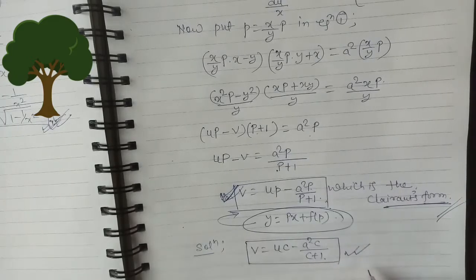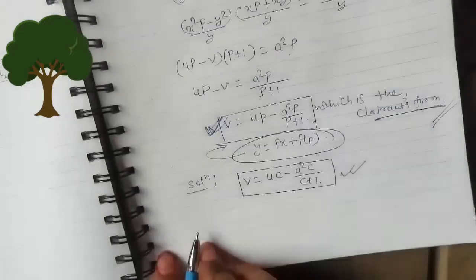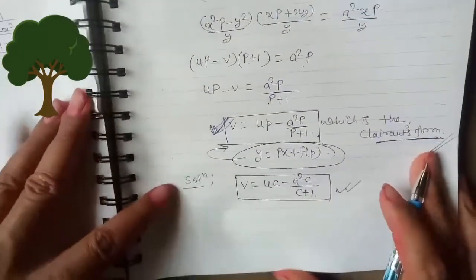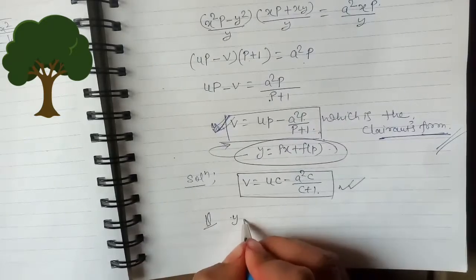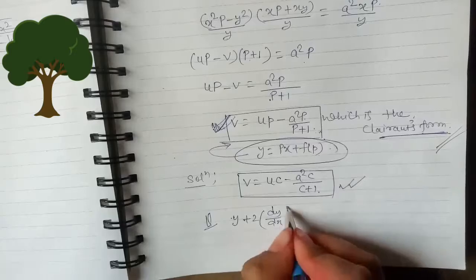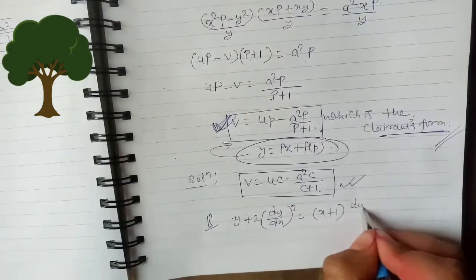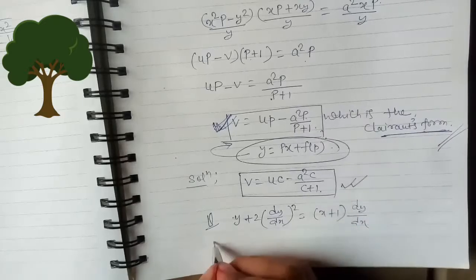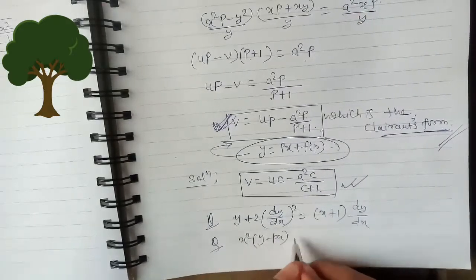So you must do some problems related to this. I am giving you a problem. You can write this problem: (y plus 2 dy by dx) whole square is equal to (x plus 1) dy by dx. One more problem: x square y minus px is equal to yp square.